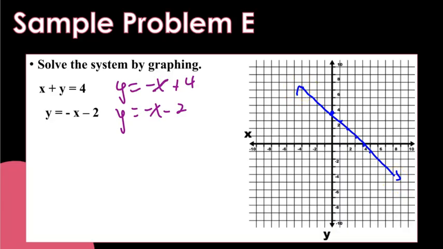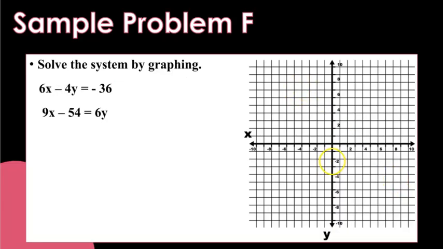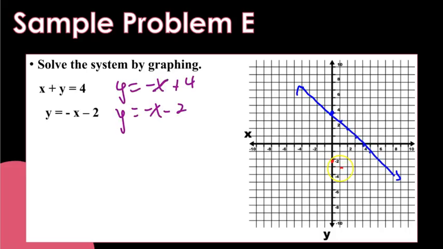And the other one crosses at -2 and also goes down at a negative slope. So this one's going to look like this. The lines are parallel. If you look at the slopes, the slopes are the same. So this would be considered inconsistent.